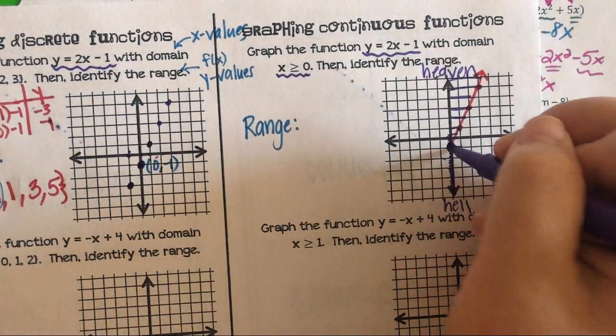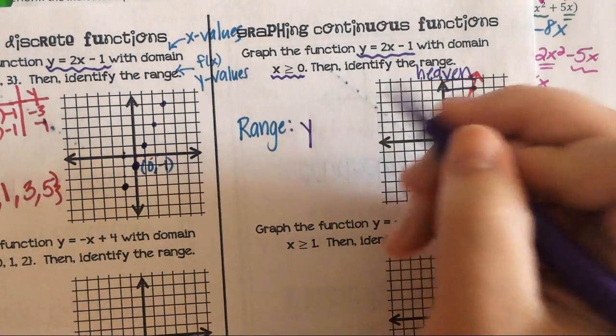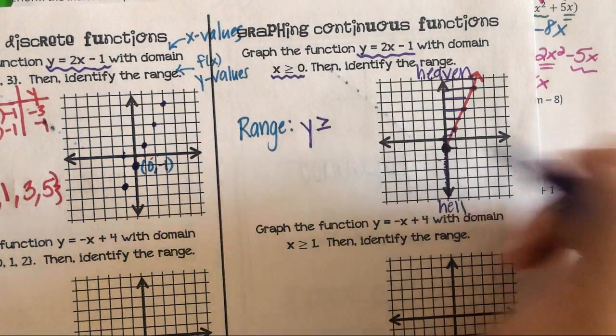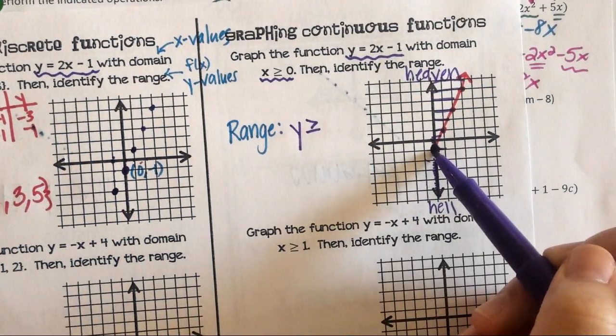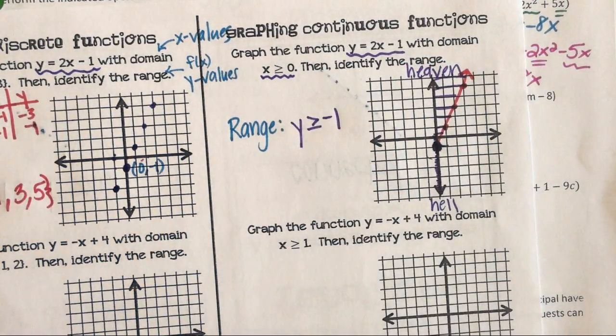So my range starts actually at what value? Okay, it's y greater than or equal to what number? 0. Where did we actually touch it at? -1. We started touching at -1. So from -1 all the way up till heaven, we could keep on reaching out and touching our graph.